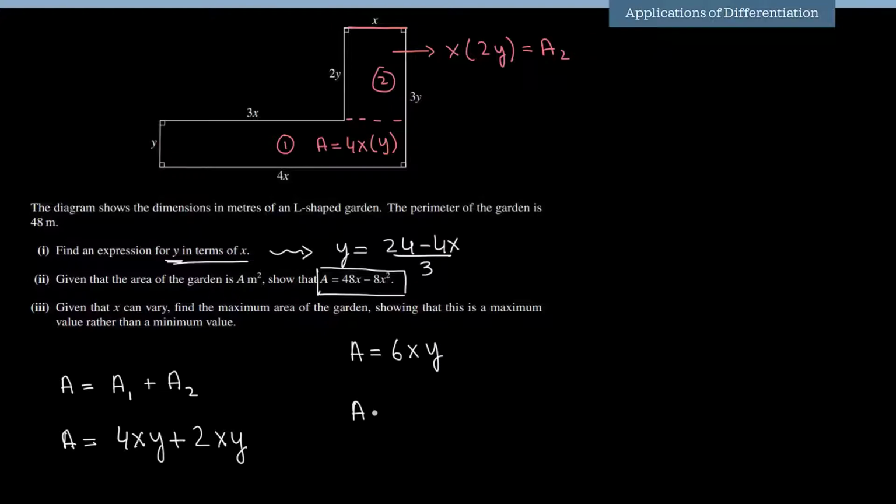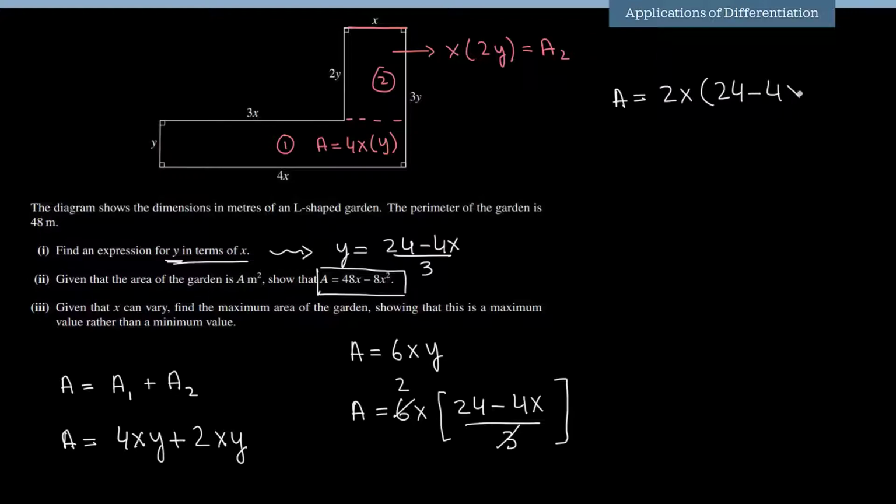So the area would be equal to 6x times 24 minus 4x divided by 3. 6 divided by 3 is 2. So the area would be equal to 2x times 24 minus 4x. 2x times 24 would be 48x. So 48x, and 2x times minus 4x would be minus 8x squared. And this is what I needed to show. So this is the answer to the second part.